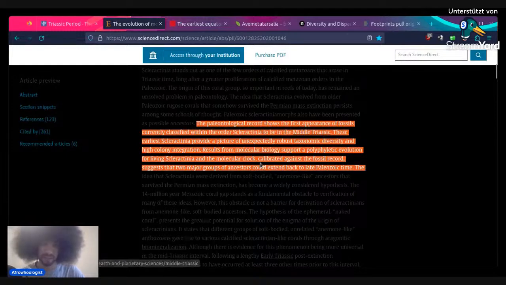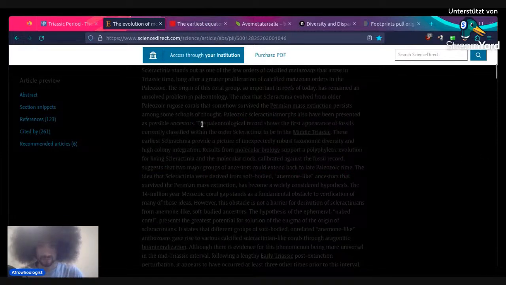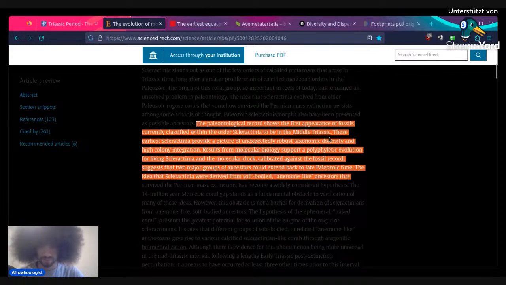They've diversified, but base physiology has not changed in corals. So keep that in mind. What we see here, these early scleractinia provide a picture of unexpectedly robust taxonomic diversity and high colony integration. So right off the bat, these corals, which appeared from thin air from unknown ancestors, are incredibly diverse. So they already have incredible diversity.